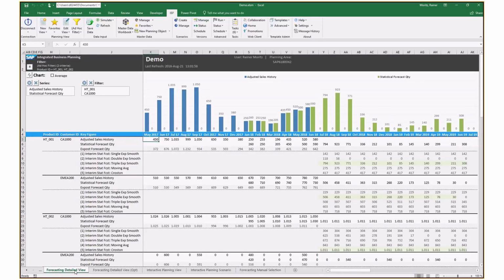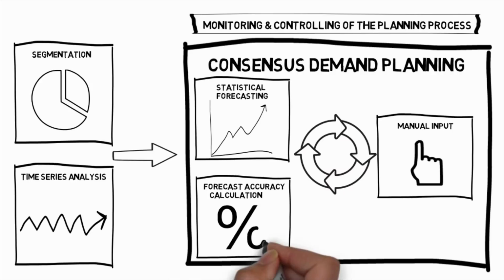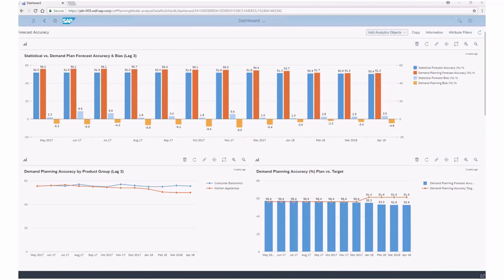Depending on the organizational setup of your company, several lines of business, like sales, marketing, and supply chain, are adding their market insights via dedicated planning sheets into the IBP system. At the end of the weekly or monthly consensus demand planning cycle, you can automatically measure the forecast quality by using IBP's forecast accuracy calculation functionality.